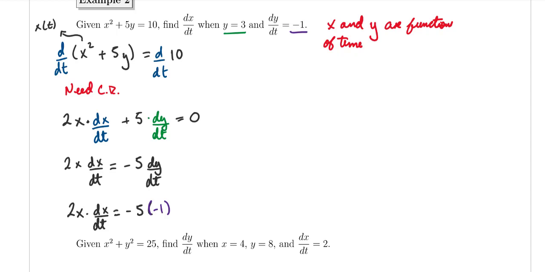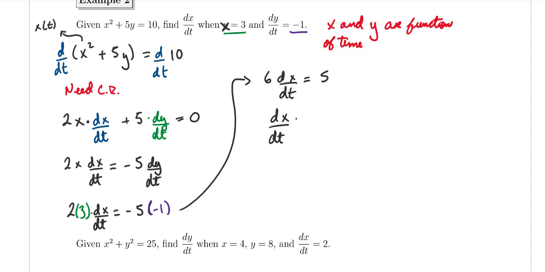And actually over here, guys, there was a typo. Didn't catch it. x was equal to 3. So we have here 2 times 3 times dx dt, which gives us here 6 dx dt equals 5. So dx dt is equal to 5/6. Okay. And again, this was just basically a problem with implicit differentiation.